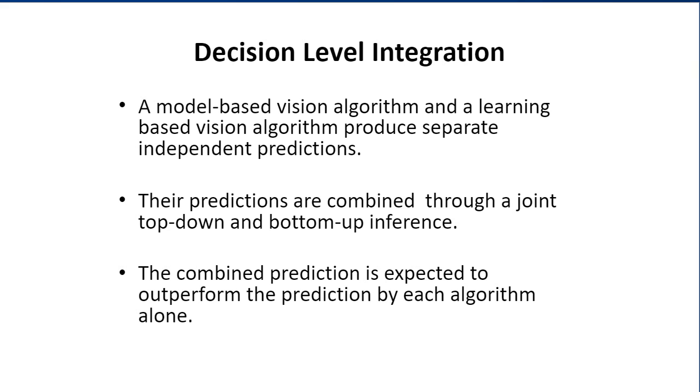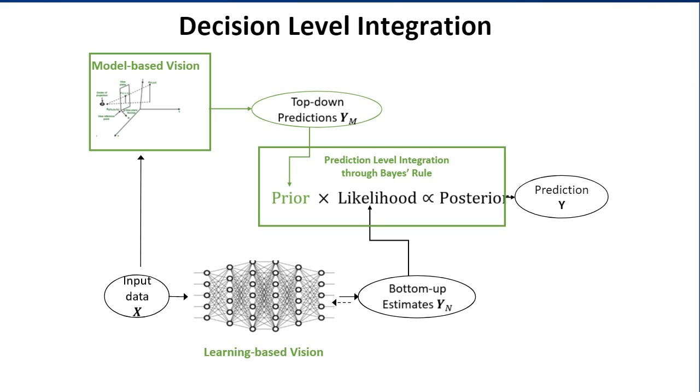And here is a figure that illustrates the decision level integration. Basically, we have a model-based vision algorithm. Given the data, we feed the data into the model-based vision algorithm. It is going to produce a top-down prediction. This is YM, a top-down prediction about the final prediction. So we call this prediction a prior estimate of the final prediction.